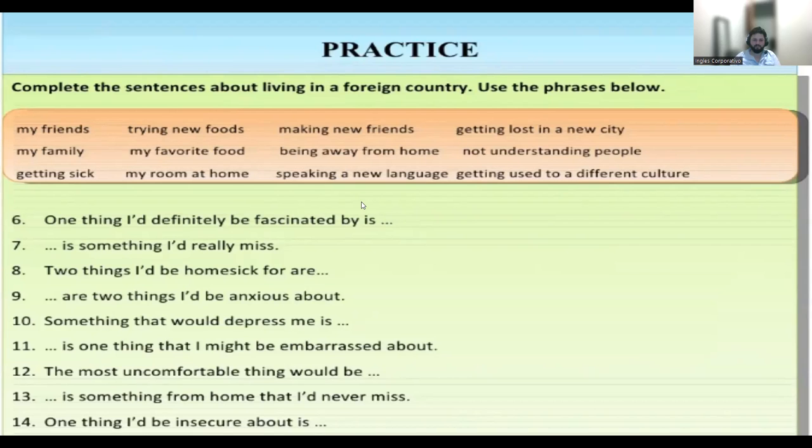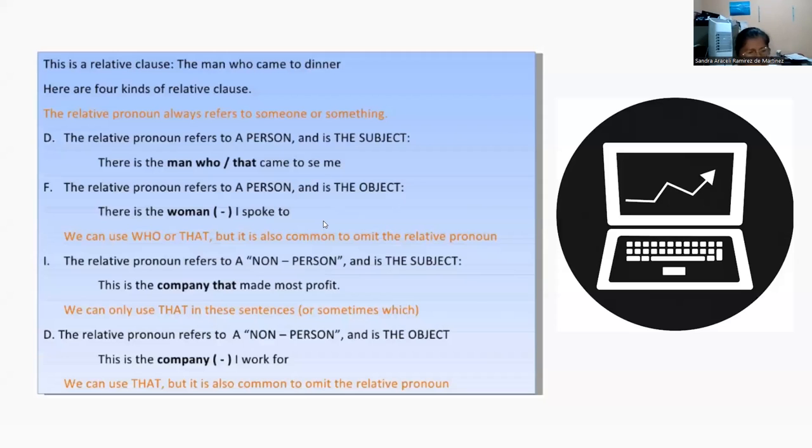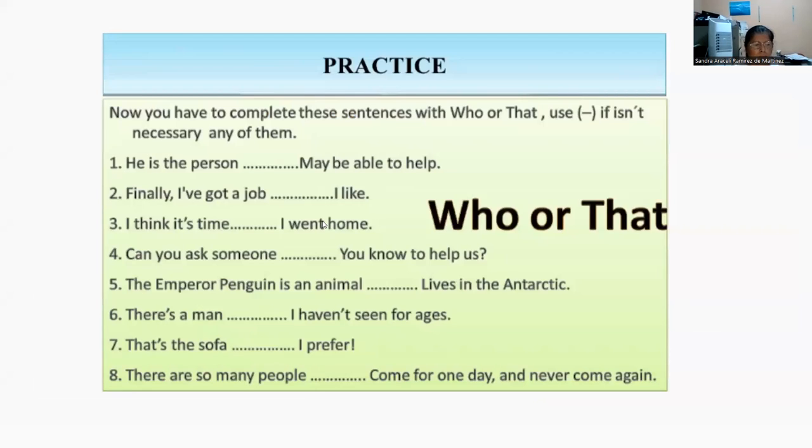And also, I want you to take a screenshot of this. You're also going to do this one. You're going to use who or that, or either one of them. Or if you don't need to use any of them, you can use the minus sign, okay? Did you get it?